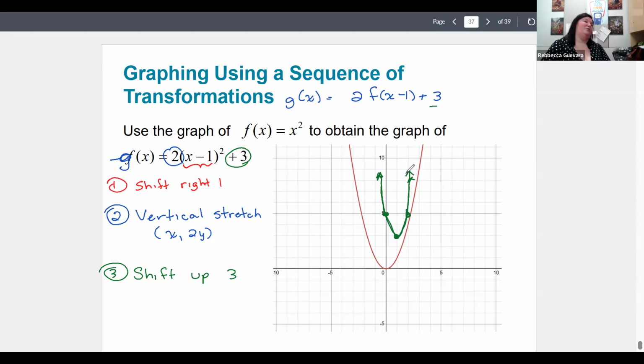So we could have just put in some XY pairs and got an idea of what the graph is, but this helps us very quickly see, oh, this is where this should be sitting. It should be moved over to the right by 1, shifted up by 3, and everything should have been stretched out by a factor of 2 vertically.